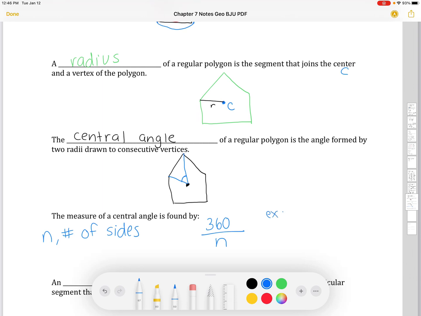So for example, if we have an octagon, that would be 360 divided by 8, because there's 8 sides in an octagon, which would give me a central angle of 45 degrees. So each of the central angles would be 45 degrees, all the way around would be 360.